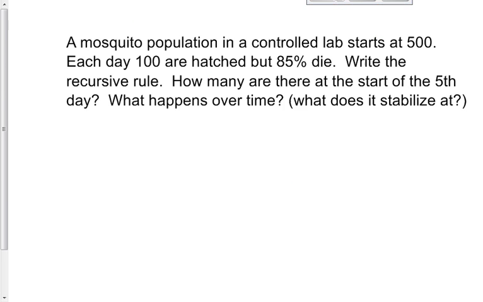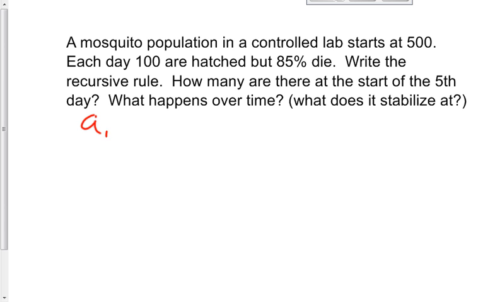Let's try one more of those. A mosquito population in a controlled lab starts at 500. Each day 100 are hatched, but 85% die. Write the recursive rule. How many are there at the start of the fifth day? And what happens over time? In other words, where does it stabilize, or what's the equilibrium point?